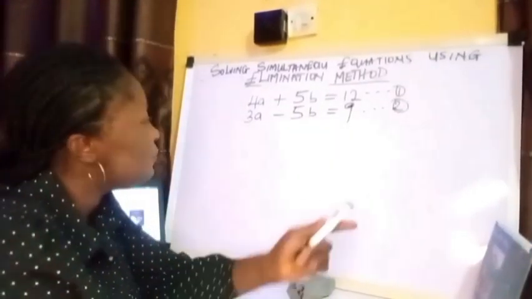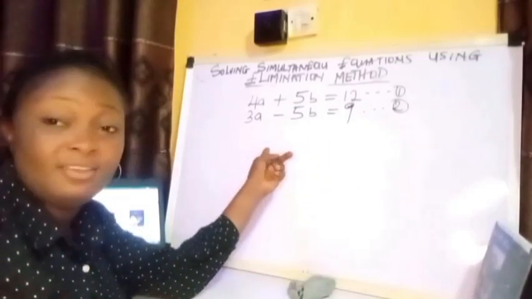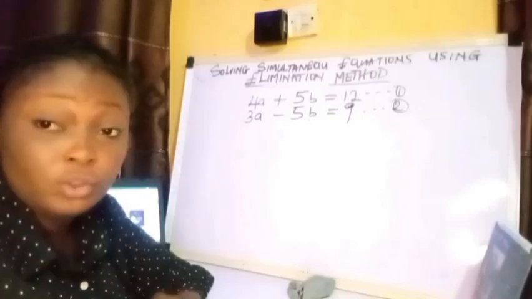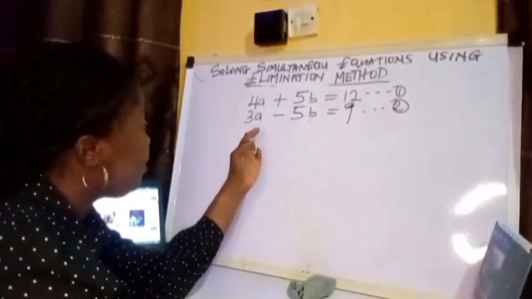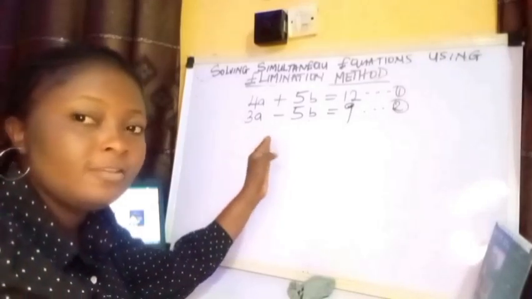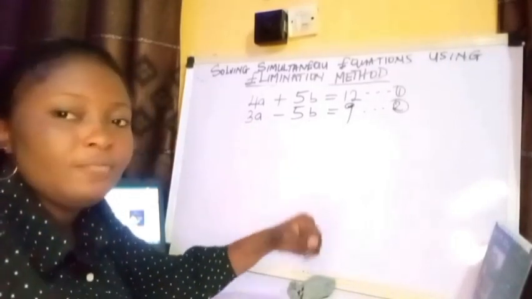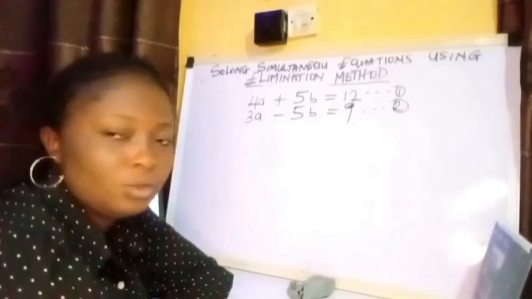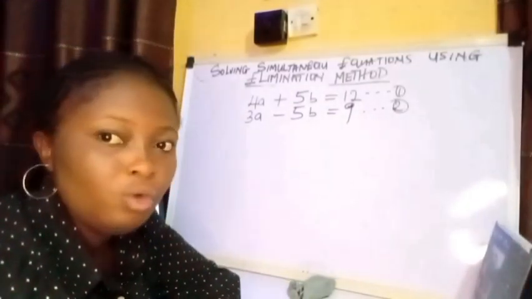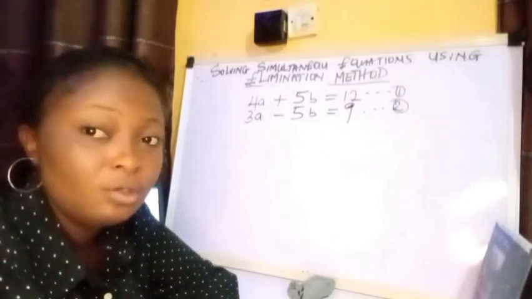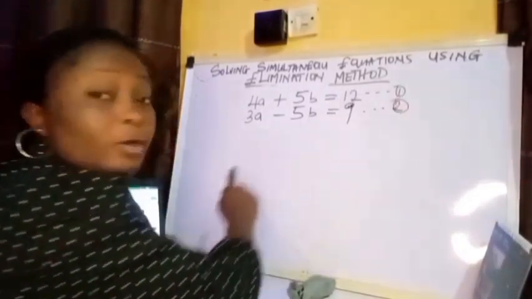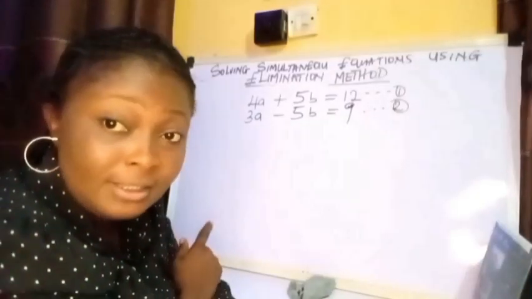Now, for the person who wants to eliminate A, this is what to do. Because A does not have the same coefficient in both equations, we're going to make it have the same coefficient. If you're solving simultaneous equations using the elimination method and you see that the unknown you want to eliminate does not have the same coefficient, you make them have the same coefficient by multiplying equation 1 with the coefficient of that unknown you want to eliminate.